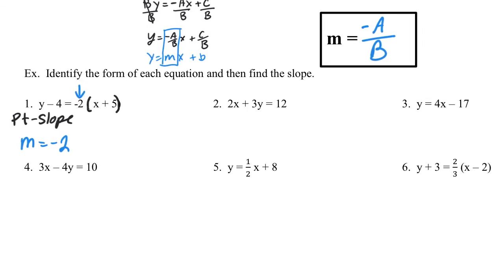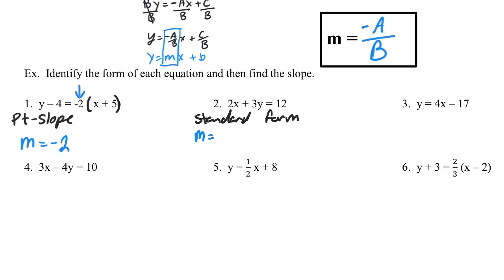Next one. So now we have 2 times x plus 3 times y equals 12. So both of our variables are on the same side. X and y are both on the left-hand side. This is unique to standard form. Standard form is the only one where the variables are both on the same side. So this is our, let's write down, standard form. And remember, standard form doesn't tell you anything obviously, right? You got to go hunting for it.